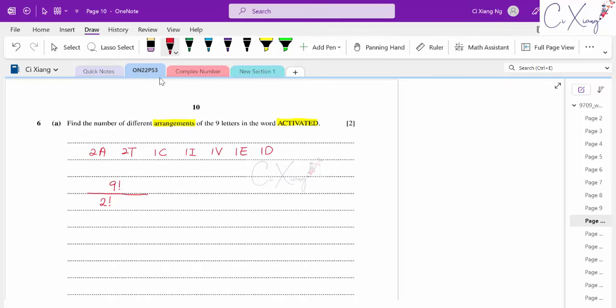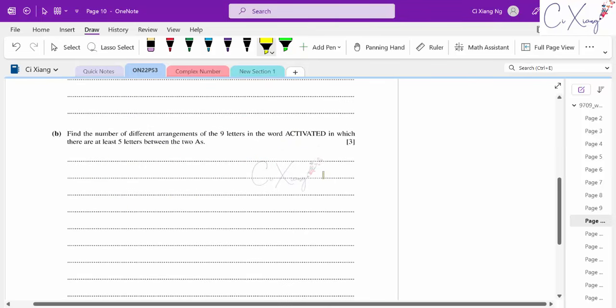I have another identical letter, 2 letter T, so I also need to divide by 2 factorial. So 9 factorial divided by 2 factorial and 2 factorial, I will get 90720 as the answer. So this is the arrangement without any restrictions. Okay, then we continue to part number B.